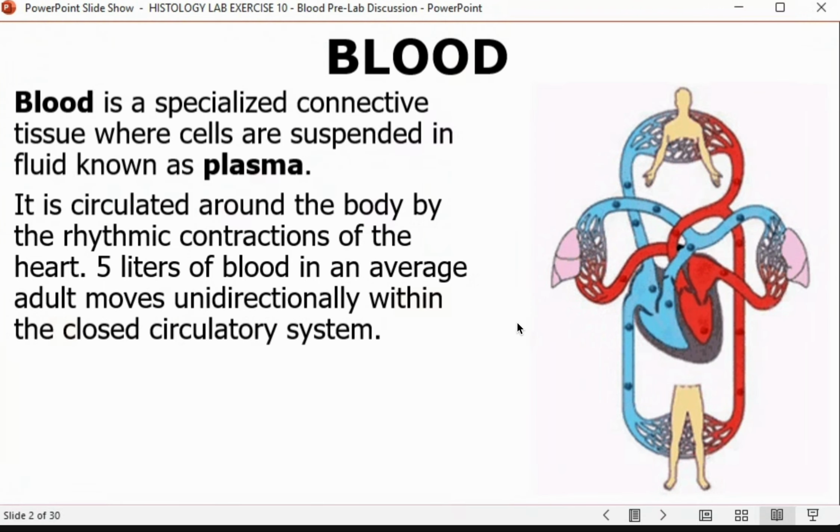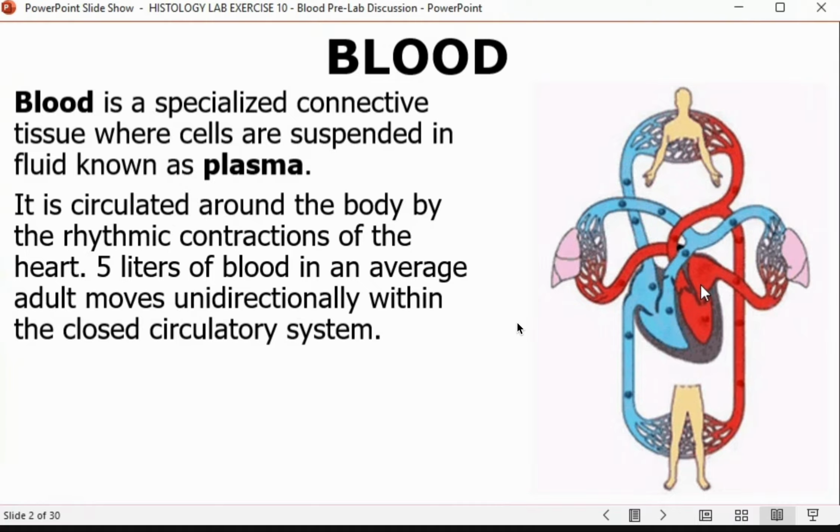So blood is our exercise 10. It is a specialized connective tissue. In older references, they used to refer to it as liquid connective tissue. Some other more recent references, they call it a fluid connective tissue. But regardless, it is classified as a connective tissue, and blood is where cells are suspended in fluid known as plasma. Your blood is circulated around the body by rhythmic contractions of the heart. 5 liters of blood in an average adult moves unidirectionally within the closed circulatory system.